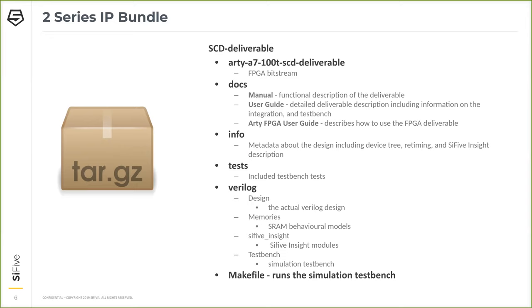The next folder would be the docs folder. This contains several documents that are useful for getting started. So the first and one of the most useful is the manual. And as Amy mentioned, this manual is configured specifically for the configuration that you generated via SiFive Core Designer. In other words, it reflects the exact design. So if you added custom instructions or configured the memory map, the manual will reflect those changes precisely.